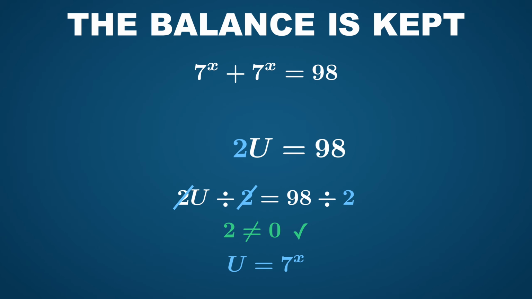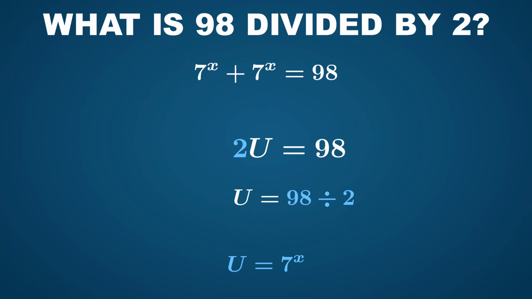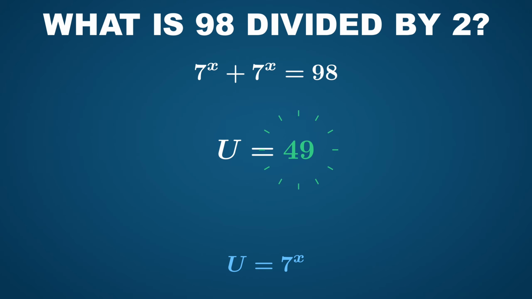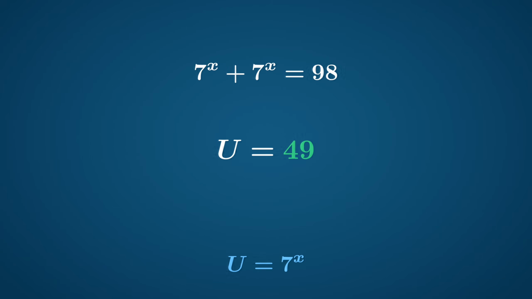On the left, 2 times u divided by 2 leaves exactly u behind. On the right, we need the value of 98 divided by 2. To divide comfortably, we can split 98 into 90 plus 8. Half of 90 is 45, and half of the remaining 8 is 4. Putting the halves together, 45 plus 4 makes 49. So 98 divided by 2 is 49, and the equation becomes u equals 49. That division checks out, because 49 plus 49 returns to 98.